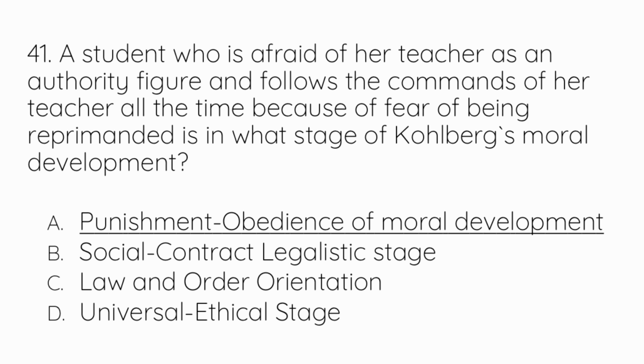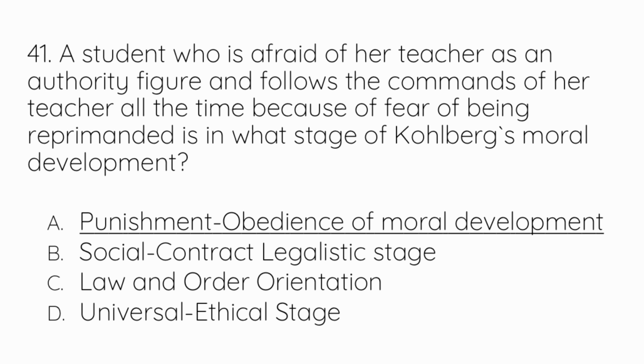So in this stage, individuals follow rules to avoid punishment, not because they believe the rules are inherently right. For example, a student might stay quiet during class only because the teacher might scold them, not because they value classroom order. Yung option B, this stage involves reasoning based on social contracts and agreements, which requires understanding broader social principles. Too advanced for someone acting only out of fear. So this is advanced. So it's incorrect.